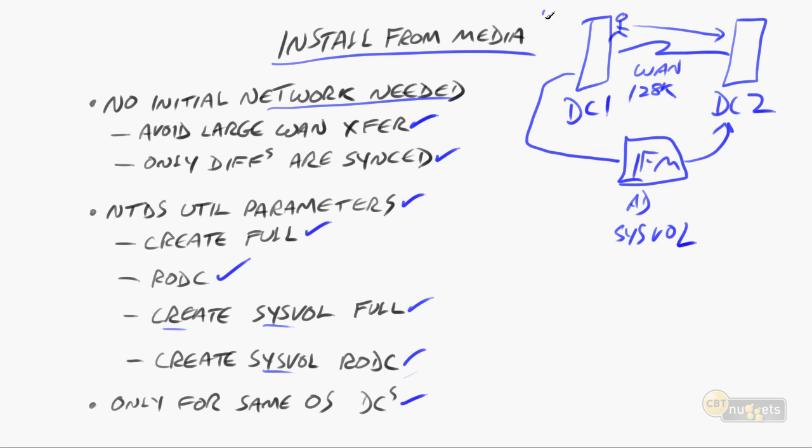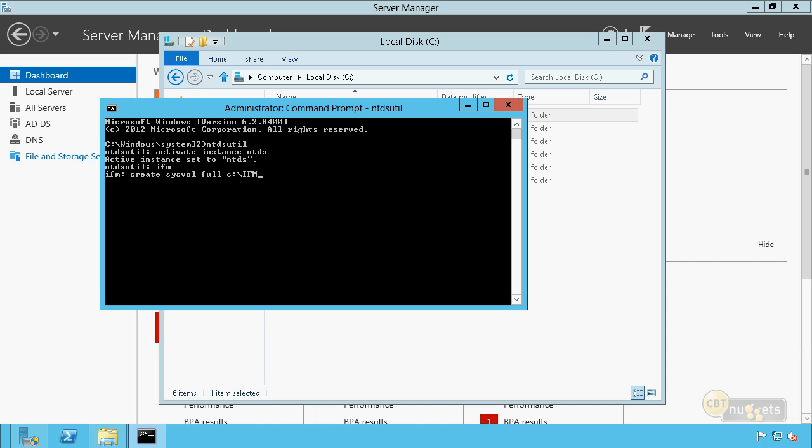So if this is a Windows Server 2012, Win12, then I could not copy that install from media data over to a Windows Server 2008, for example. They would both have to be Win12. So to get this launched, I need the source media first from the originating domain controller.